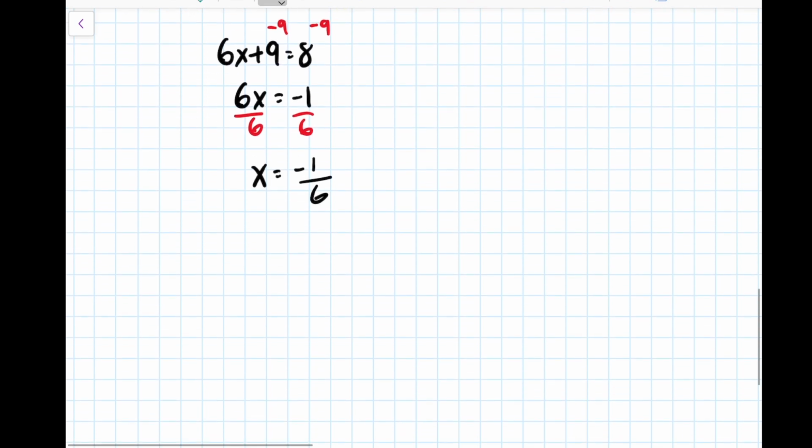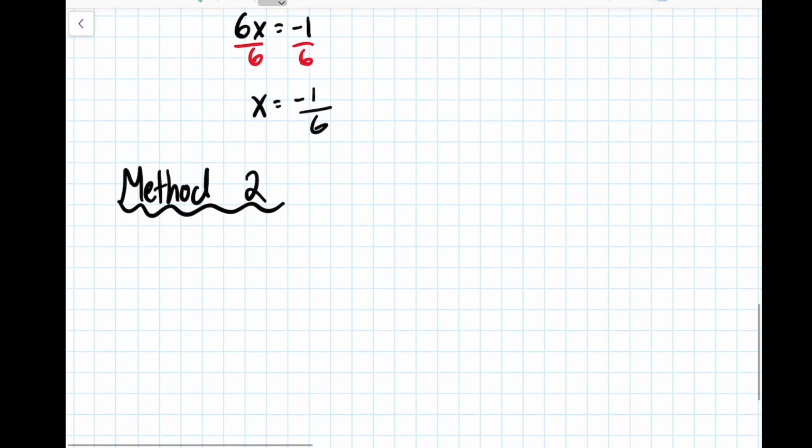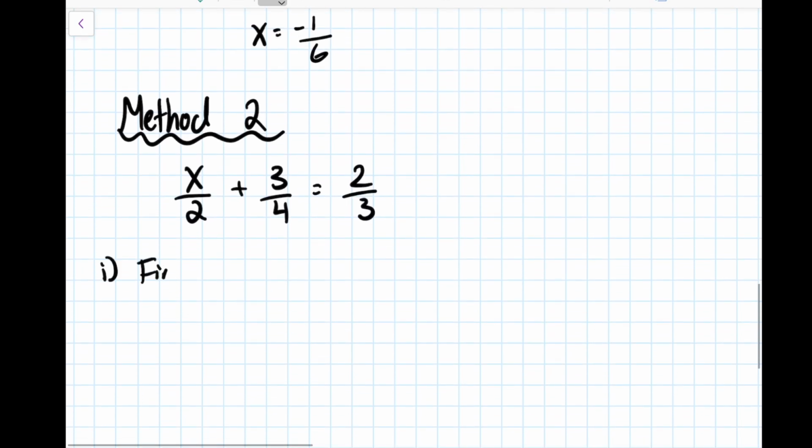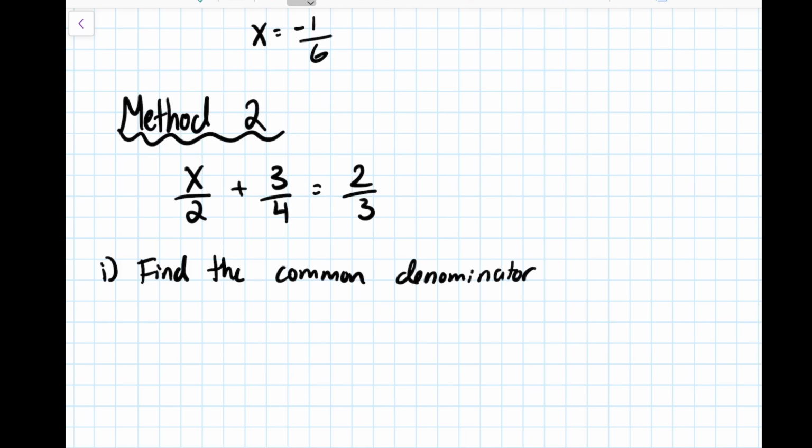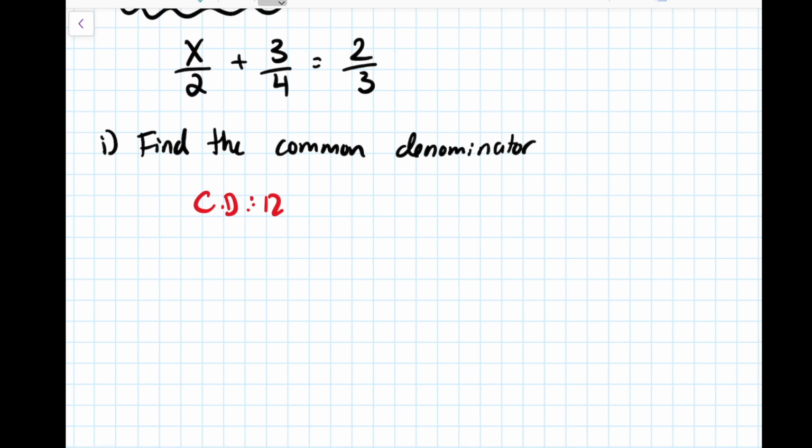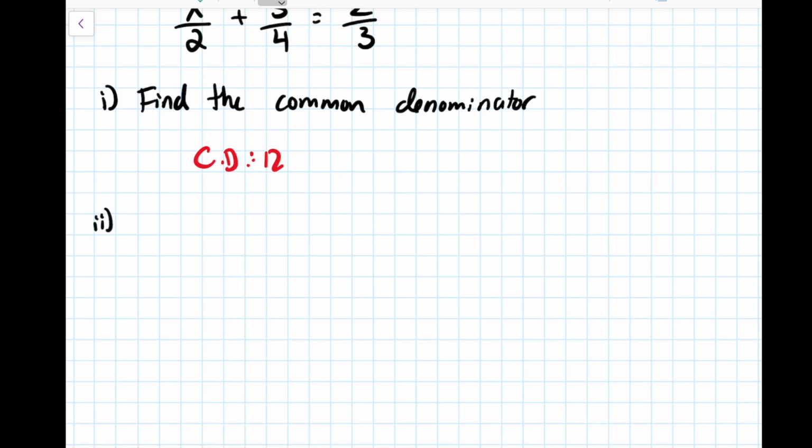Method 2 is pretty similar. It's just going to kind of combine a couple of those steps together. So we're going to do the same equation, x over 2 plus 3 over 4 equals 2 over 3. Step 1 is still going to be to find the common denominator. And so since it's the same question, it's going to be the same common denominator of 12. But method 2 is going to skip the second step from before. We're not going to get everything over the common denominator. We're actually going to go straight to the multiplying stage. So we're going to multiply everything by the common denominator directly.